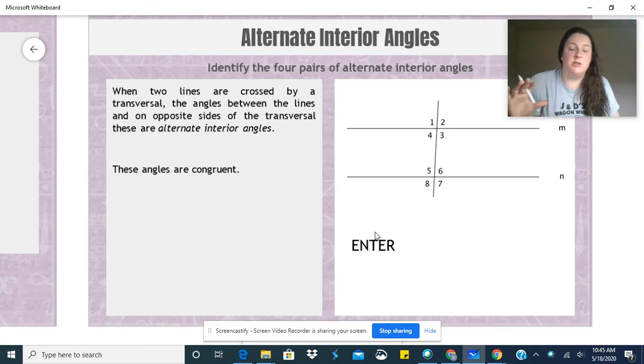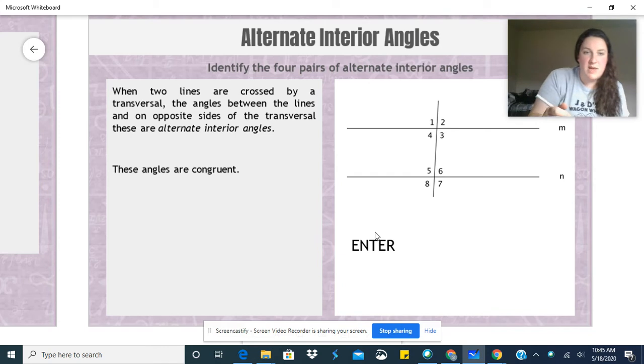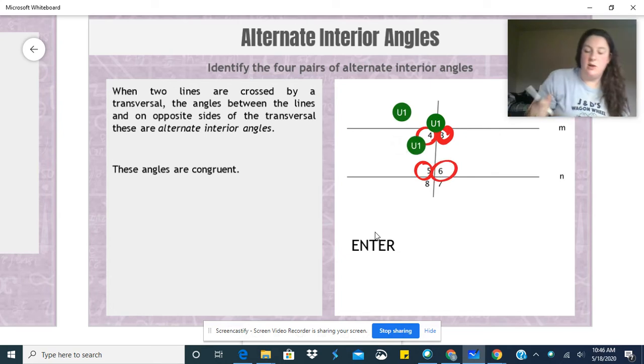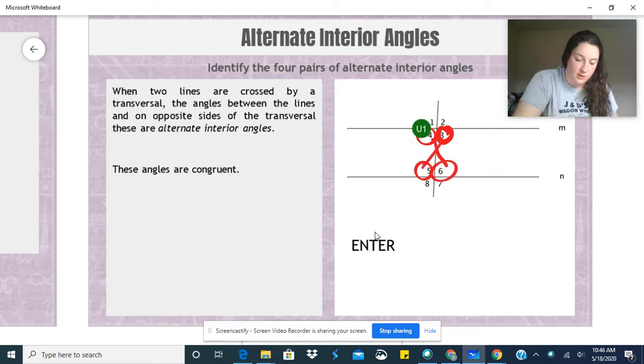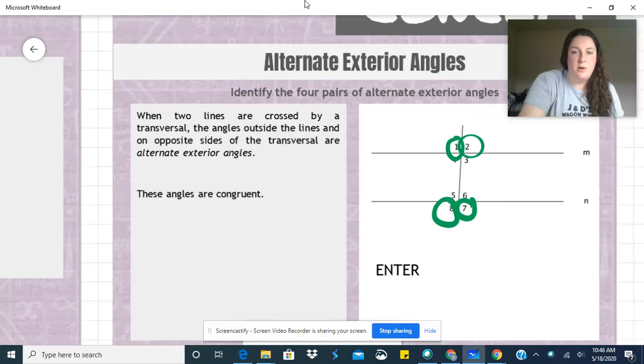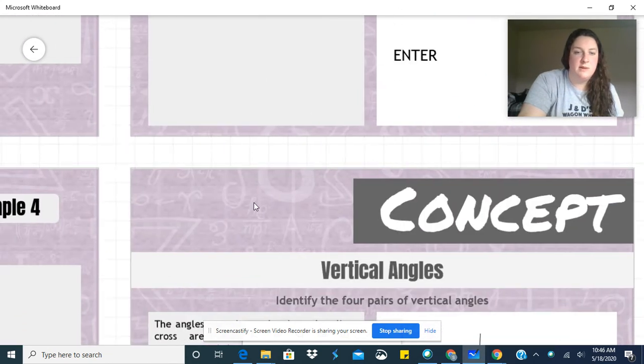Now we have alternate interior angles, which would be which angles? Think about it. Interior is inside. Alternate means opposite. So you have angles 3 and 5 and 4 and 6. These two are alternate, those two are alternate, okay? It's the opposite side of the inside. So now that we've done both of those, let's move on.